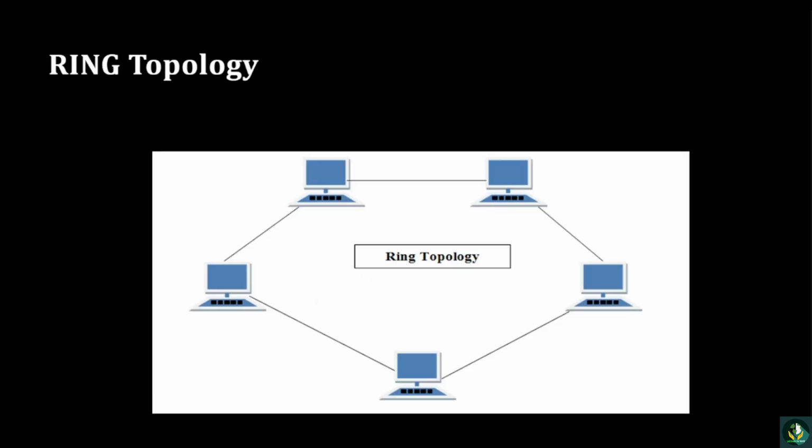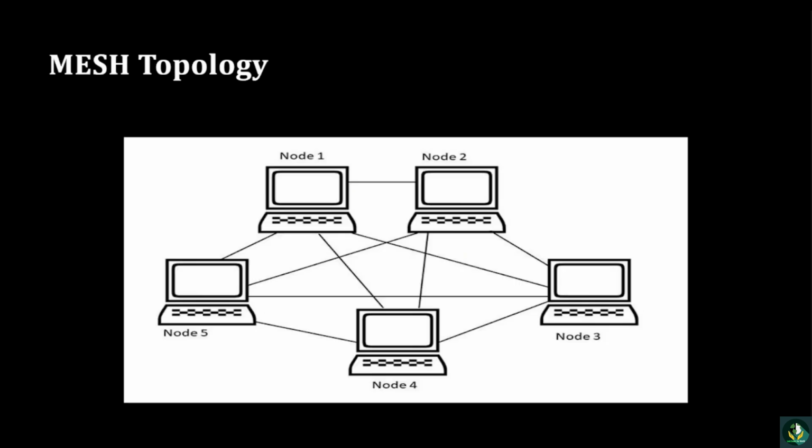And then we have ring topology. The devices form a closed loop, each connected to exactly two others, creating a circular pathway for data. Okay, and then last we have mesh topology. In mesh topology, every device connects to every other device, providing multiple paths for data. Guys, one thing to note here: Starlink uses mesh topology.